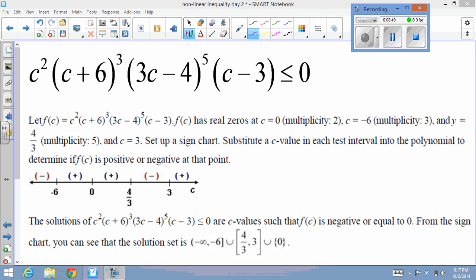So this is my last problem. In my last problem here, I'm given the problem and it's already in factored form. So that's the hardest part right there. So this time I just have many, many, many different roots.